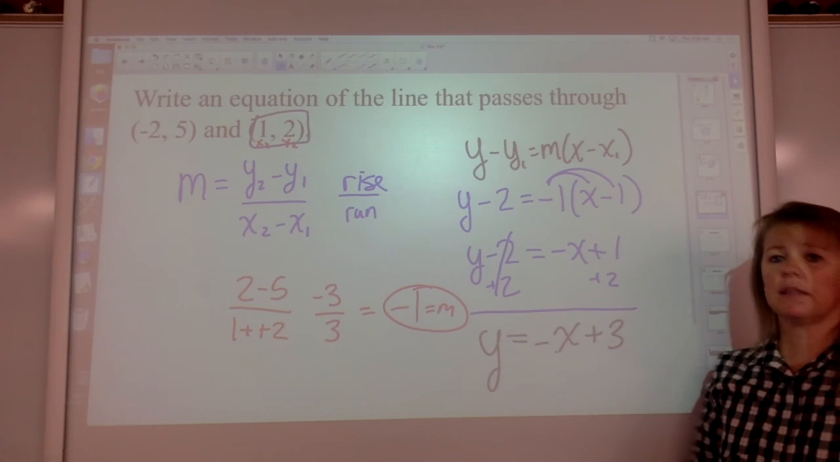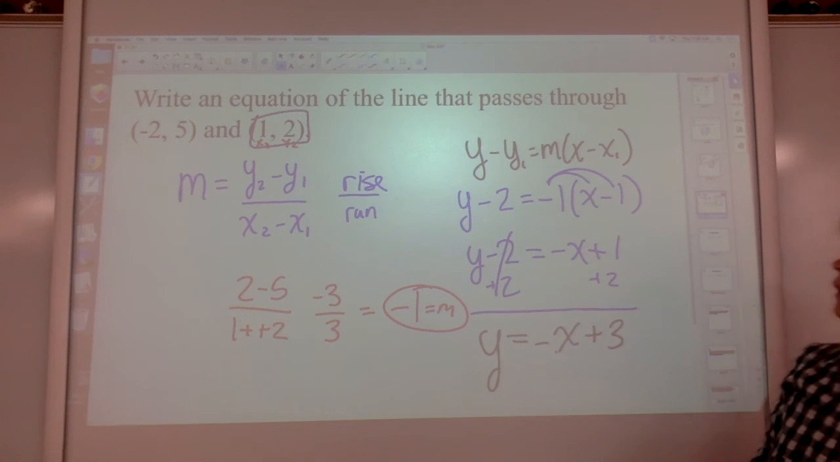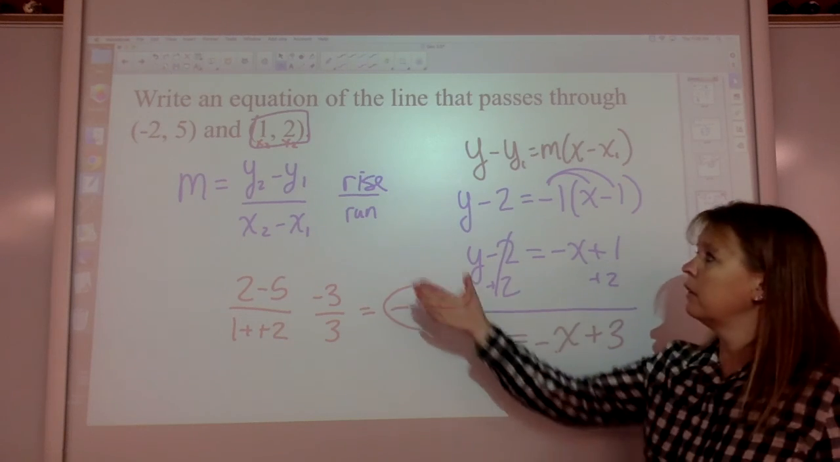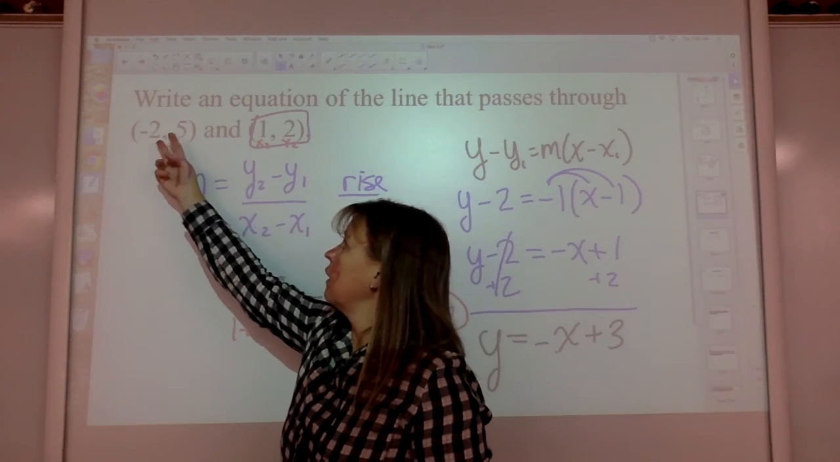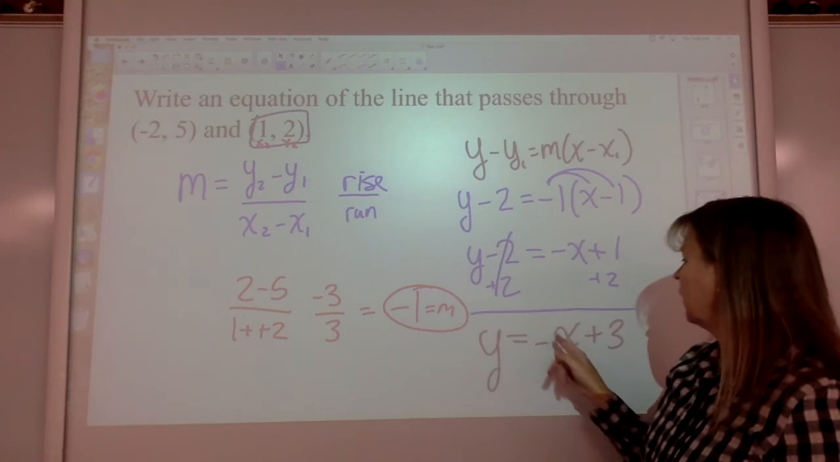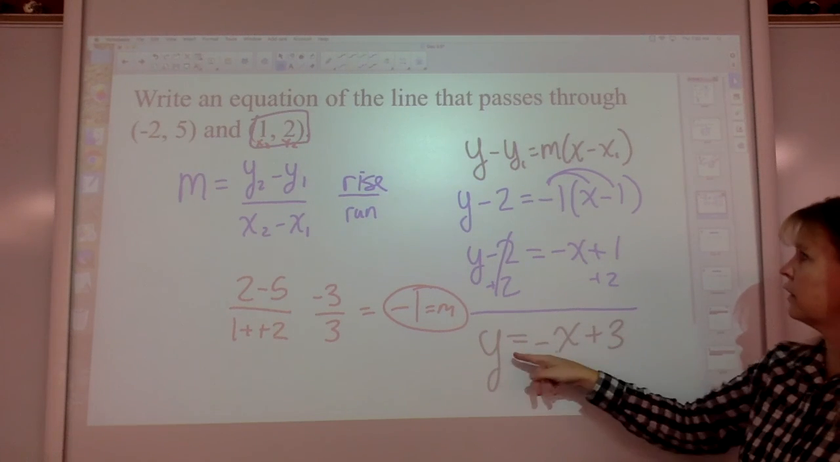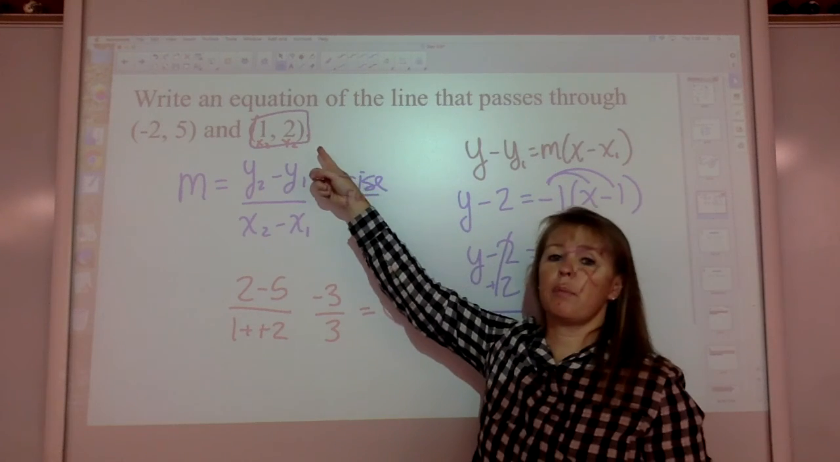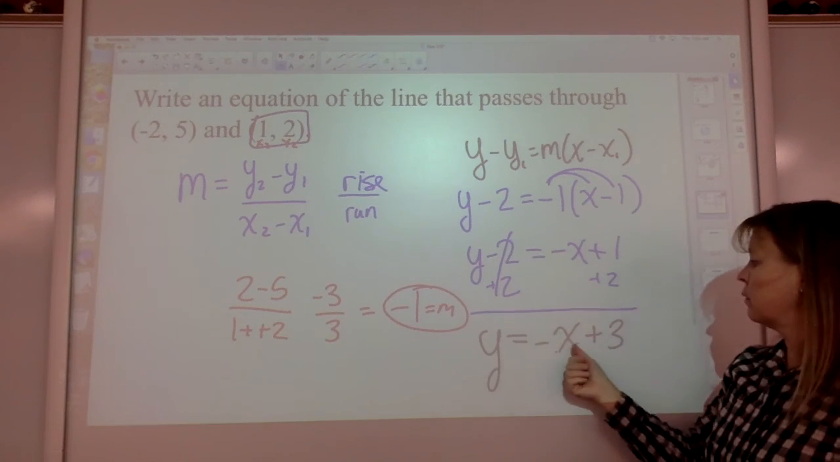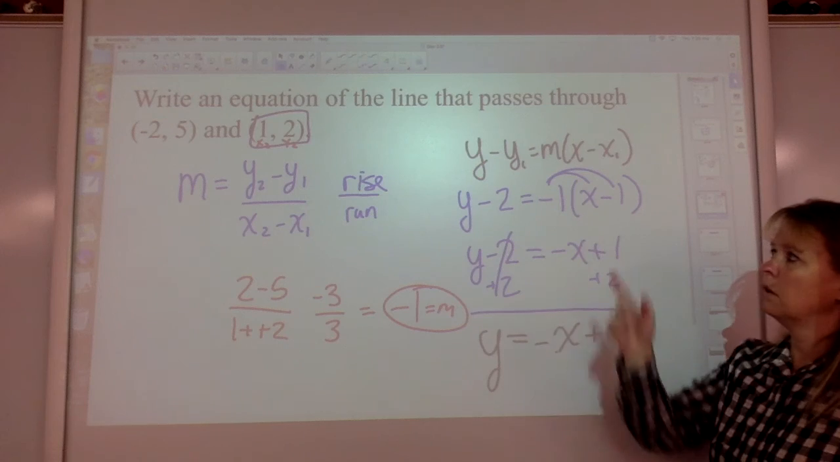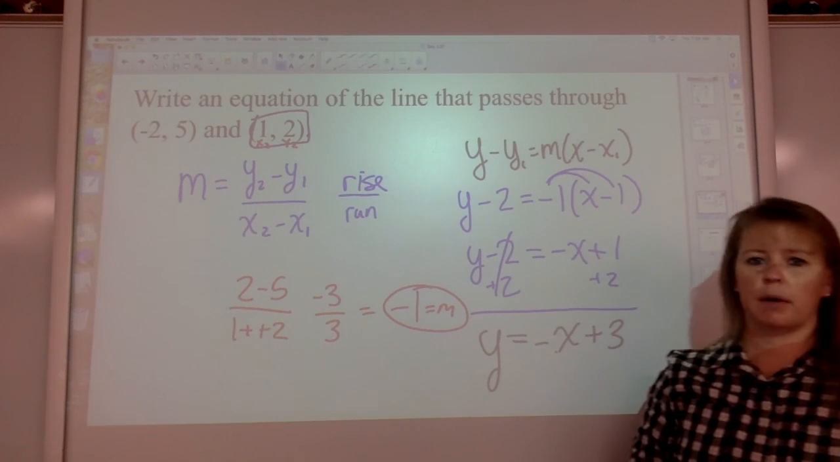You want to check your answer because you want to make sure that you do really well and have good knowledge. There's x, there's y. Plug it in. The opposite of a negative 2 is a positive 2, plus 3 is 5, but it has to work for both points. The opposite of 1 is negative 1, plus 3 is 2. If they both work, then you know you did it right.